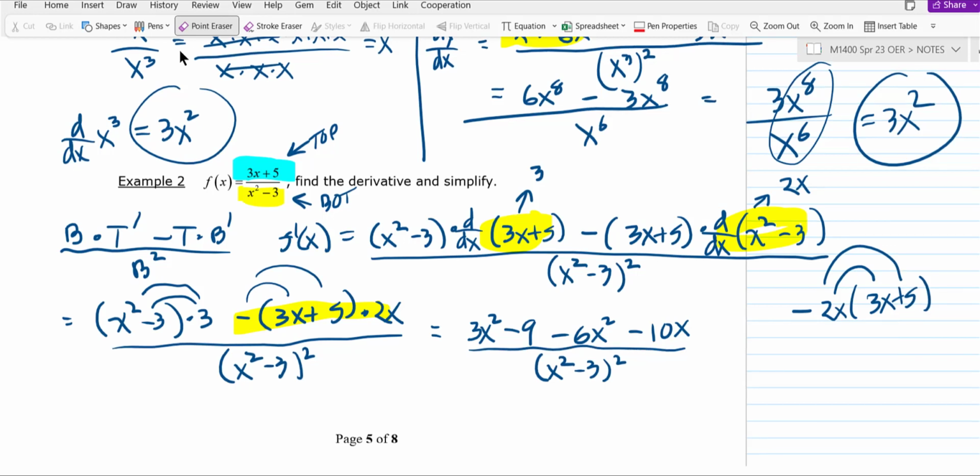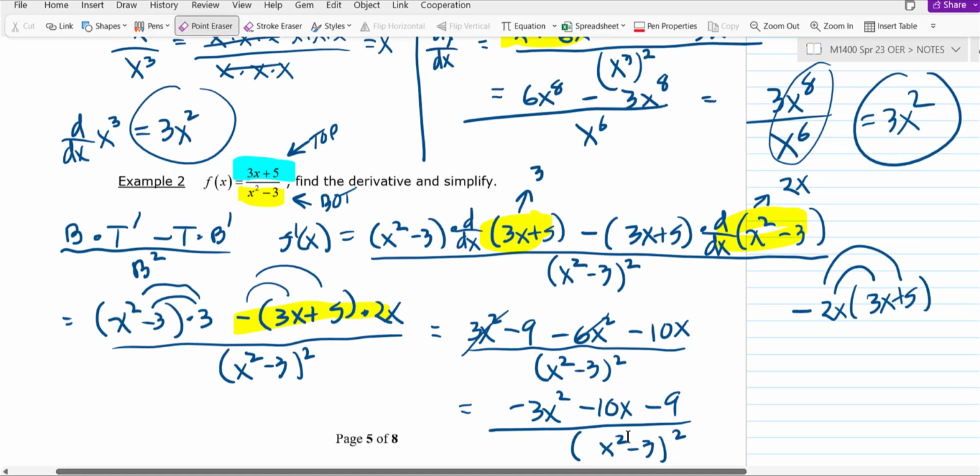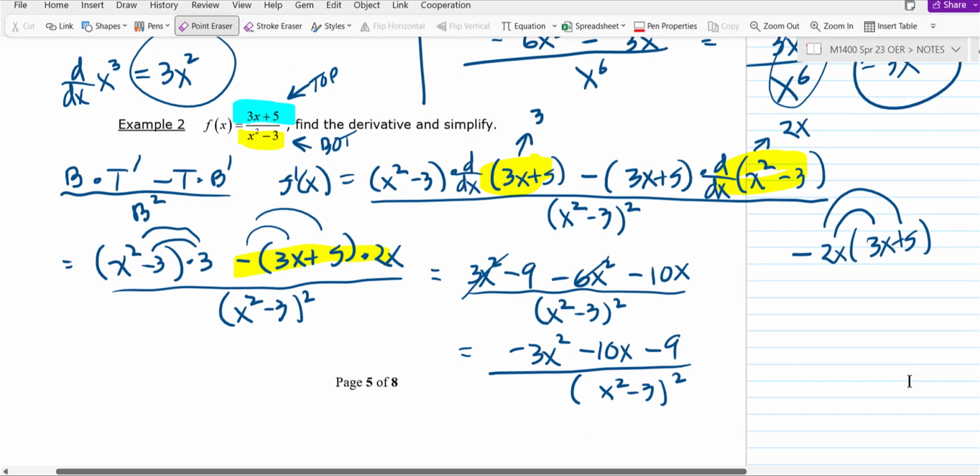Add like terms, absolutely. Okay, so 3x squared minus 6x squared is negative 3x squared. It doesn't matter what order you put these terms in the numerator in. I mean, you prefer to put the highest exponent first. Okay, then we get down to this point like this.